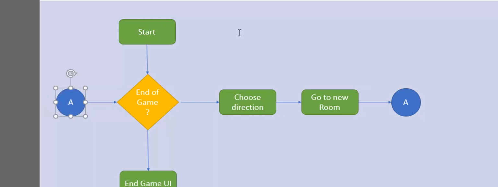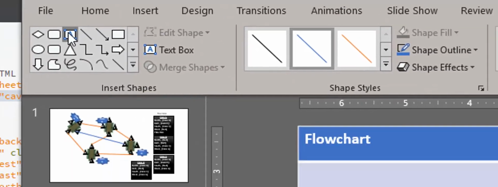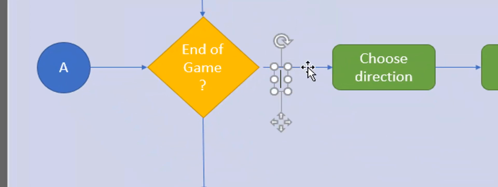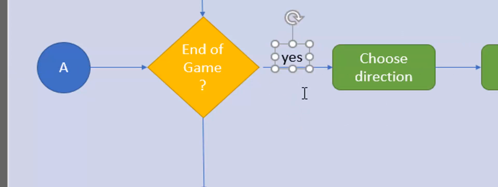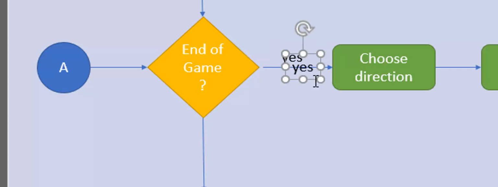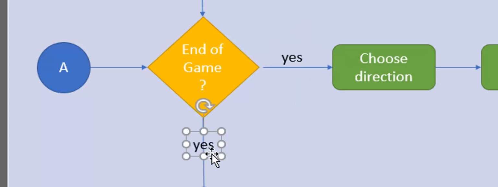So now let's play our game really quick. We press start. We check to see if it's the end of the game. If it's not the end of the game, if it is the end of the game, we go to this UI. But we need to know what side is yes, and what side is no. So the way we're going to do that is we're just going to grab ourselves a text box. And we're going to click it there, and we're going to just type yes. And this is going to go right on top of that. And I'm going to duplicate that by hitting Control C, Control V, and over here it's going to say no.